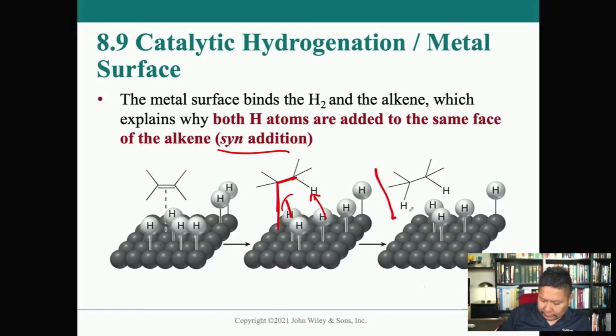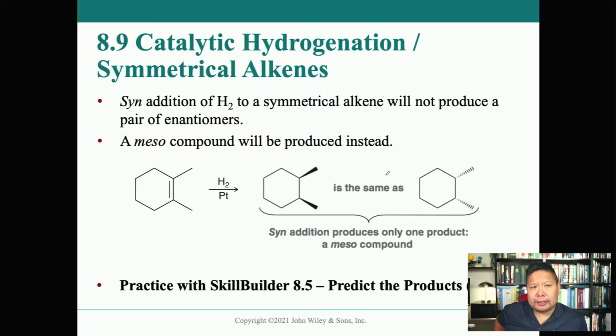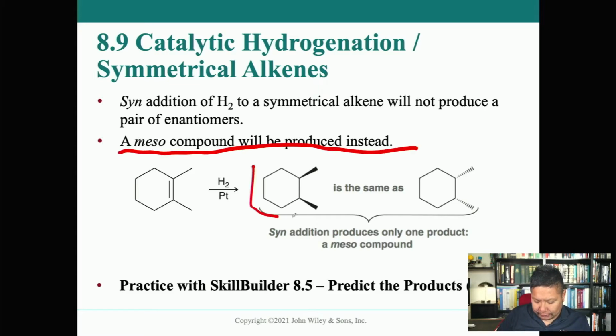And then you get your hydrogenated product. Syn addition of hydrogen gas to a symmetrical alkene will not produce a pair of enantiomers. In fact, a meso compound will be produced instead. What that means is that you get this and this, but they're the same thing, because if you flip one over on that axis of rotation, it will be the same molecule. So syn addition produces only one product, and it's a meso compound.